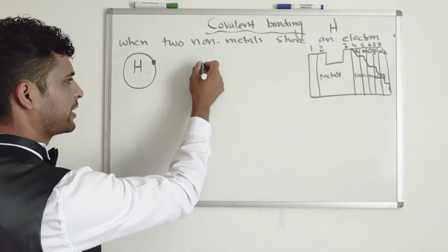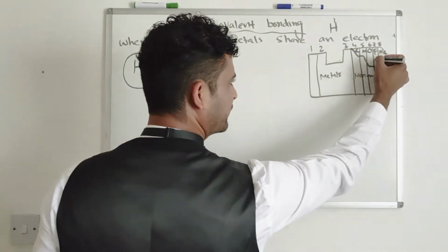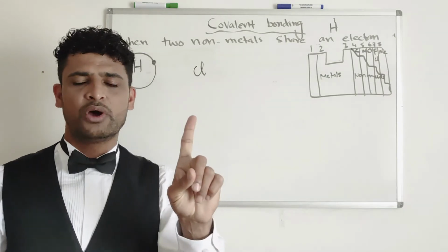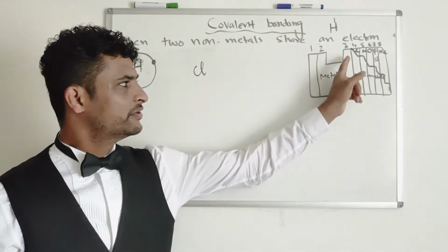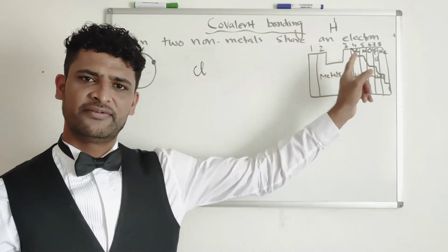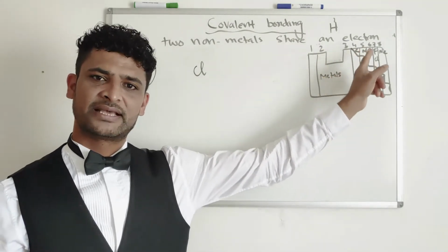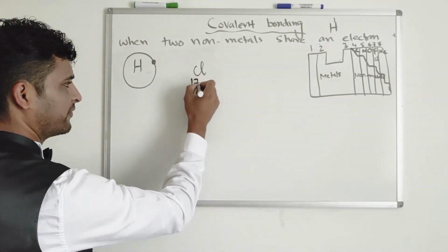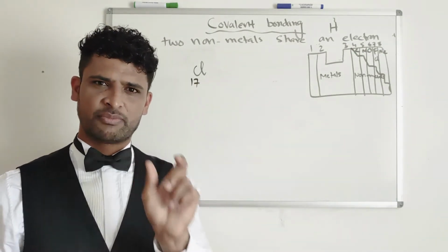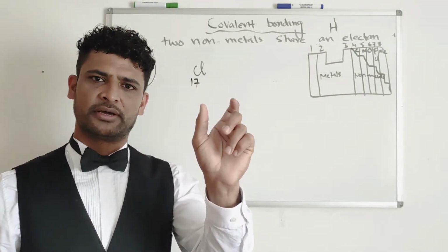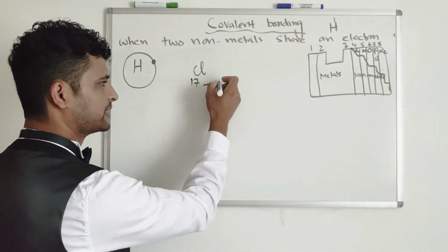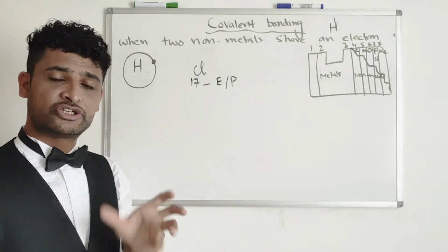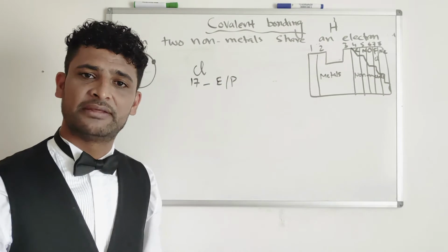You can take chlorine. Chlorine is just under fluorine. Now, anything present in group 1 will have 1 electron in the outer shell. Anything present in group 2, 3, 4, 5, 6, 7 will have 2, 3, 4, 5, 6, 7 electrons in the outer shell. What it means is, when you look at the periodic table, you will see there's a small number and a big number on the element. The small number represents the number of electrons and protons. So this number is the total number of electrons you have in an element.